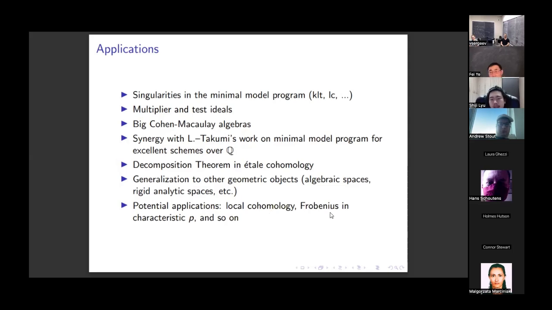Another thing is the Frobenius map in characteristic p. So this is very interesting. However, in characteristic p, most of the methods are already available for complete local rings. So we don't see immediately if we can get an application out of it. The formal approximation still works pretty fine.